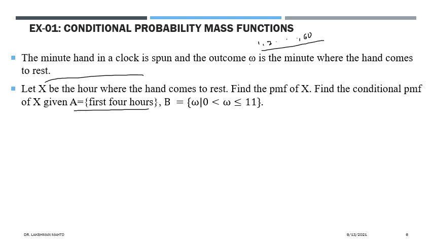A second scenario of partial information is given here, where omega is talking about minutes. It is an outcome. So when your outcome omega is between 0 to 1, with exclusion of 0 and inclusion of 1. Okay, so if you try to convert this in hour basis, what would be the possibility?